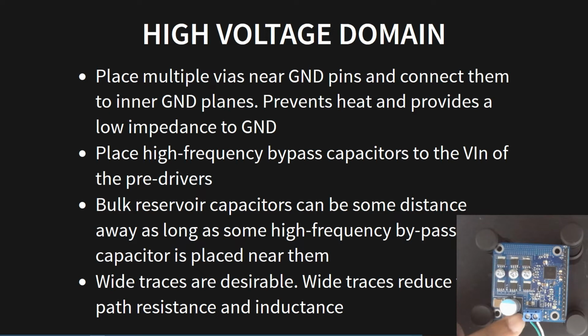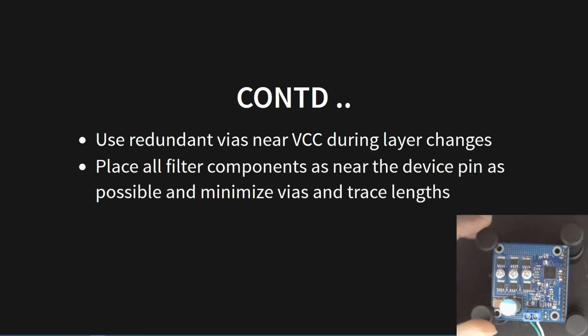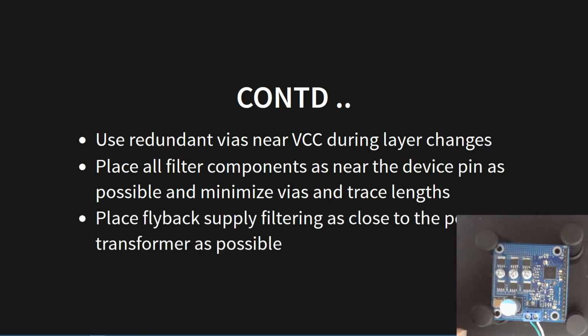And you want to have wide traces. So this is all power going into the MOSFET, and I've tried to make all of this as wide as possible. The whole idea is to reduce the resistance of the path and the inductance. Then one of the things is to use redundant vias, which I've done over here. Place all filter components as near the device pin as possible. So if this is the device, there are a lot of filter components right close to it. Place flyback supply filtering as close to the power transformer as possible.